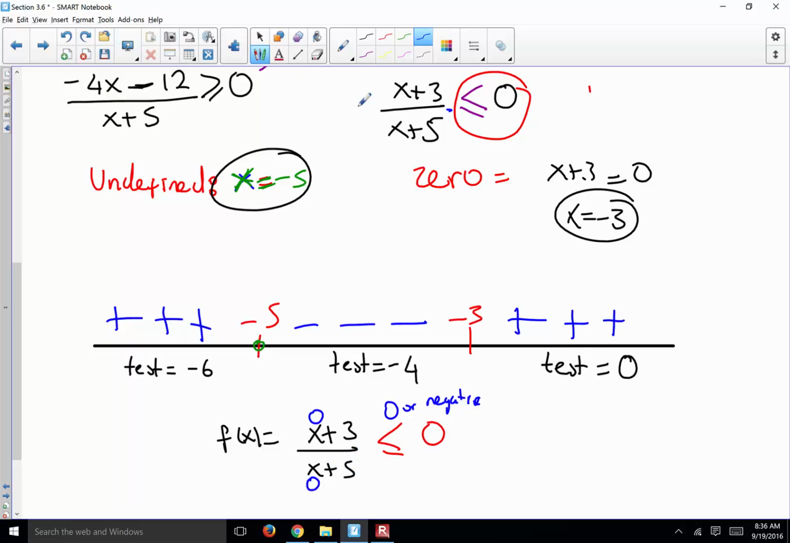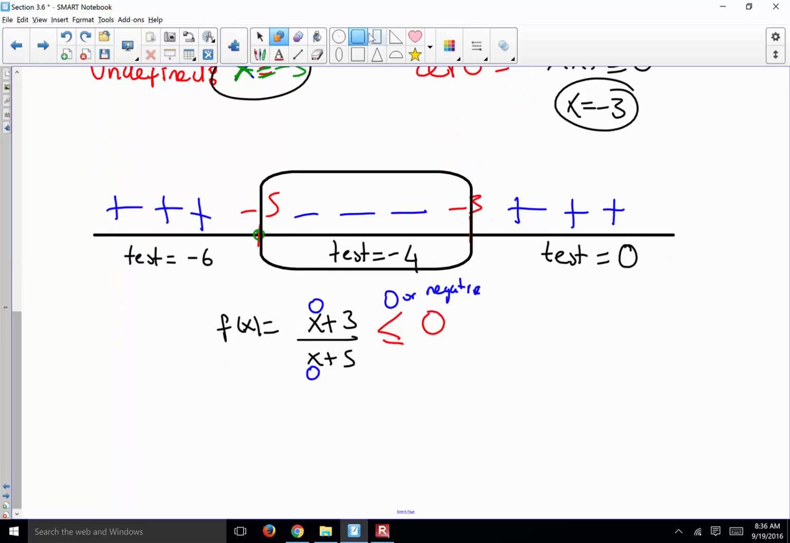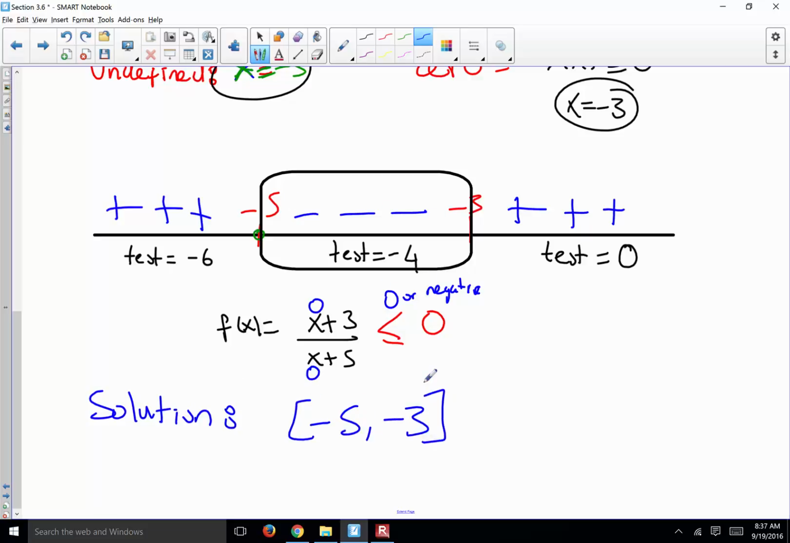So what regions are we going to consider as a solution? Only the middle one, because we are testing when this thing is negative. So the solution is the interval from -5 to -3. That's it. I count the end values in. They are brackets, not parentheses, because we have an equal sign. We are okay with being 0. Agree? -5 shouldn't be included.